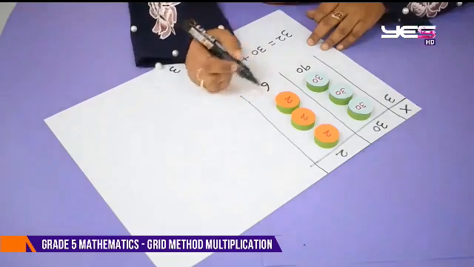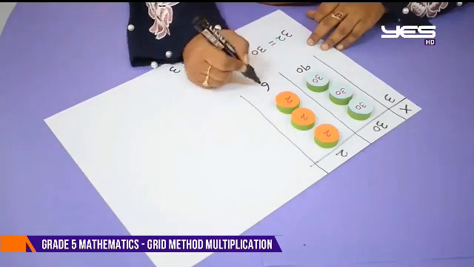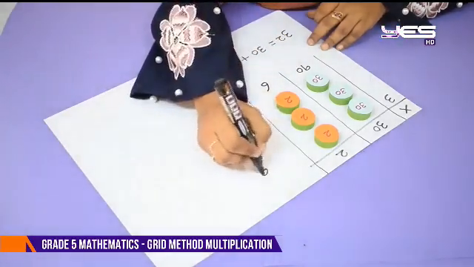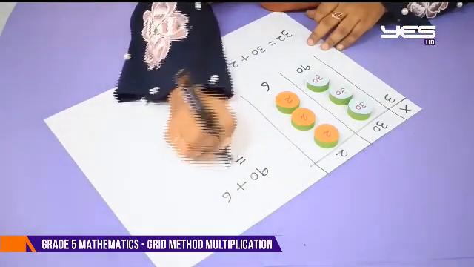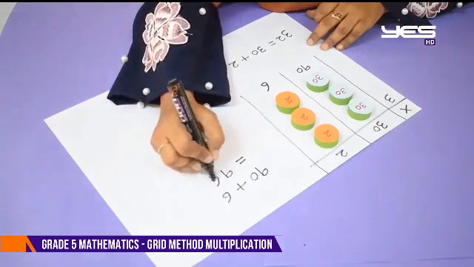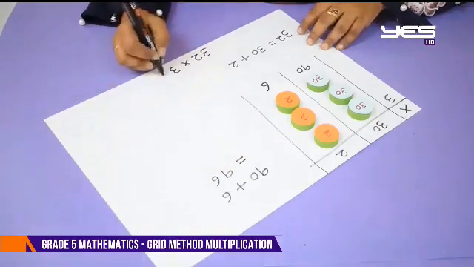So the next step is we need to add these two numbers. That is 90 plus 6. The answer is 96. So our product is 96.